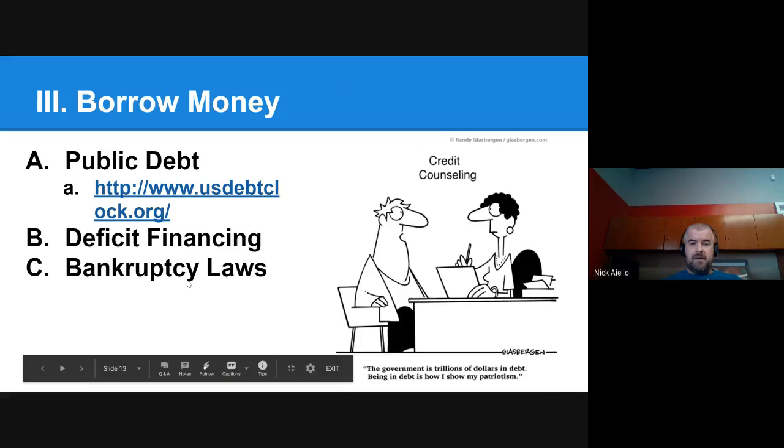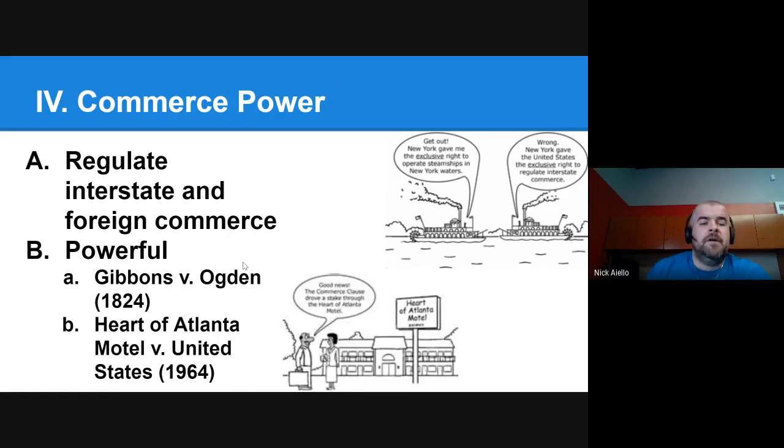Bankruptcy law, that's set by our national government too. So if you were to file a bankruptcy as an individual or as a company, that has to be dealt with in a federal court. We learned that last chapter in the judicial branch, right? So commerce power. We talked about commerce power with the Supreme Court as well. We talked about a couple cases, Heart of Atlanta versus United States, for example. The national government is responsible for regulating interstate and foreign commerce. So any trade that happens across state lines or any trade that happens with a foreign country.